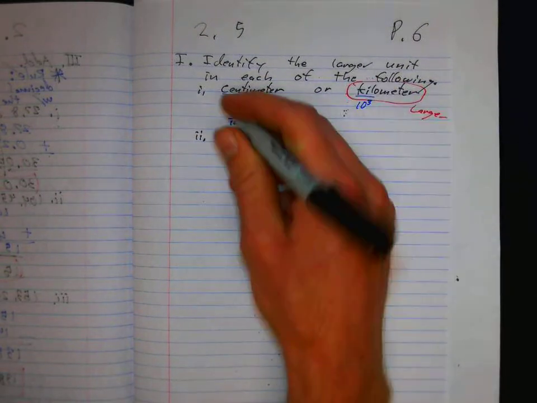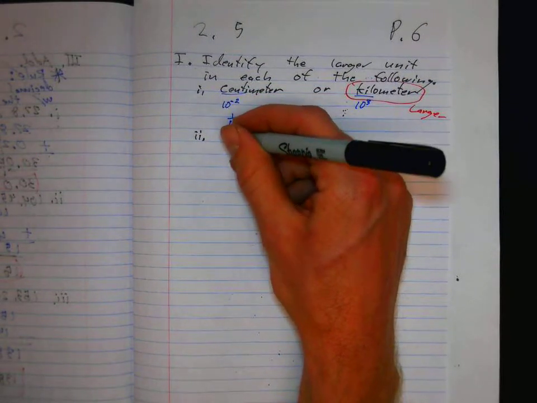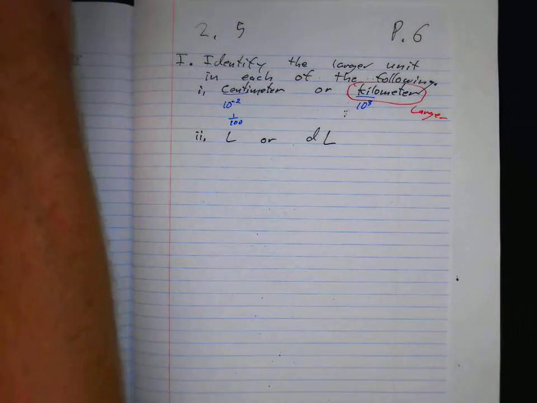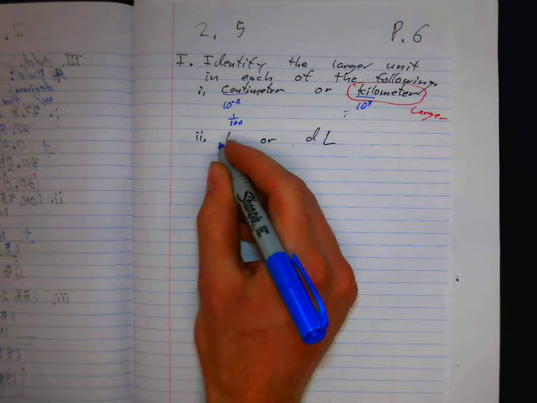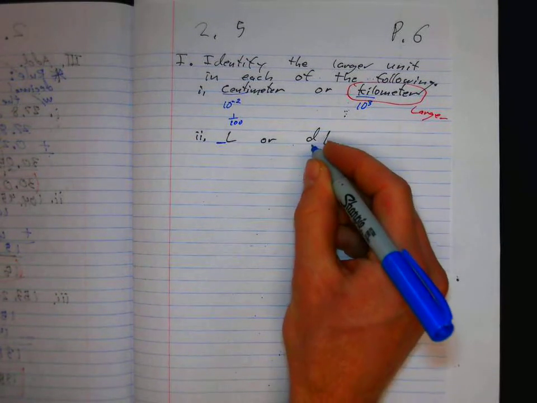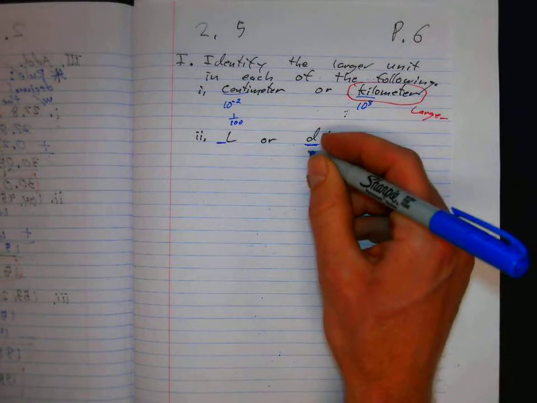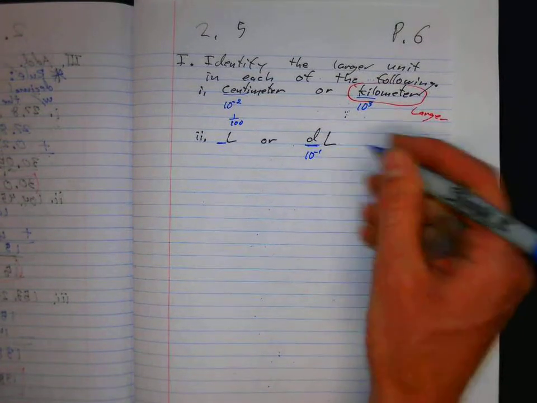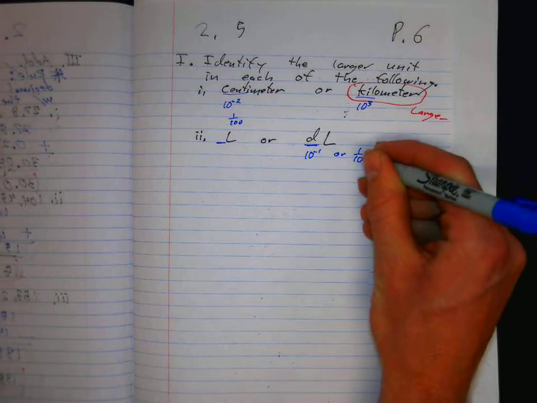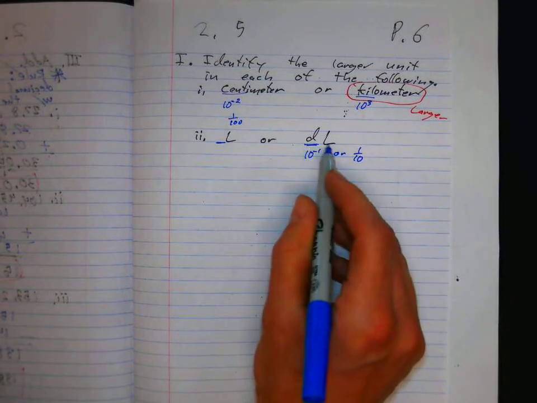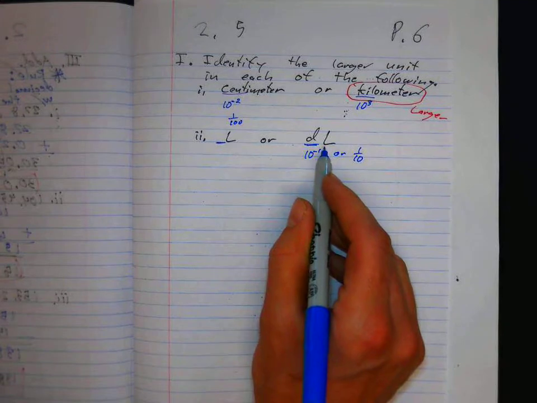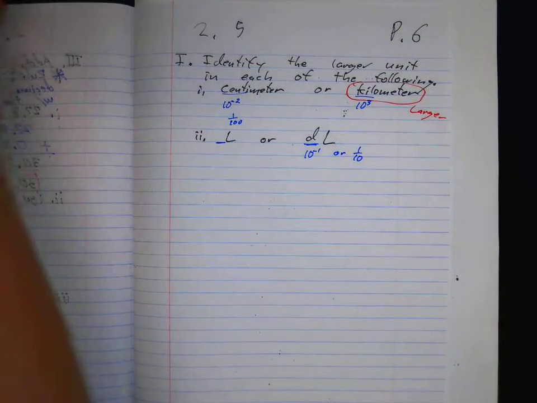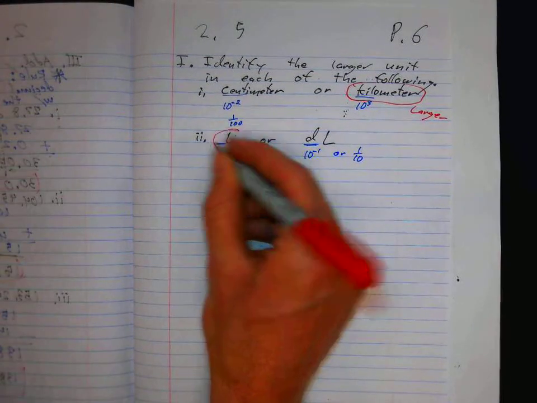Number 2, liter or deciliter. The liter is the base unit, so it's unmodified, and deci means 10 to the negative 1 or 1/10. So a deciliter is 1/10 of a liter, whereas a liter is unmodified, so therefore the liter is larger.